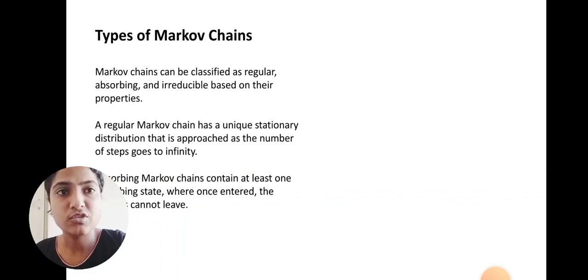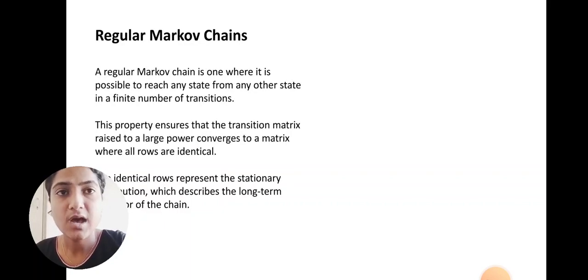A regular Markov chain has a unique stationary distribution that is approached as the number of steps goes to infinity. Absorbing Markov chains contain at least one absorbing state, which once entered cannot be left.